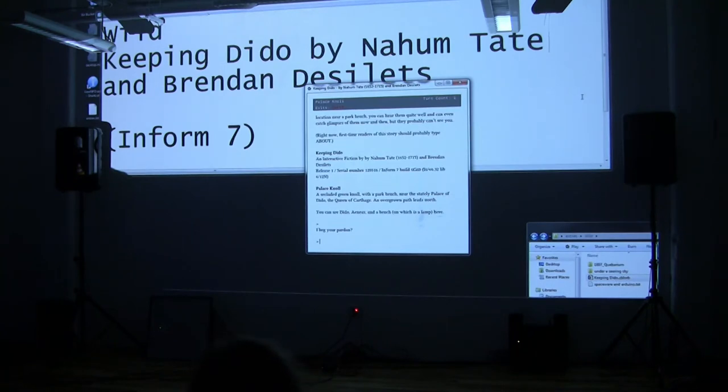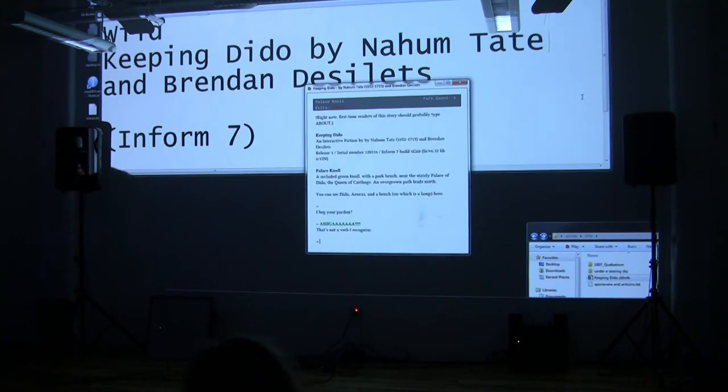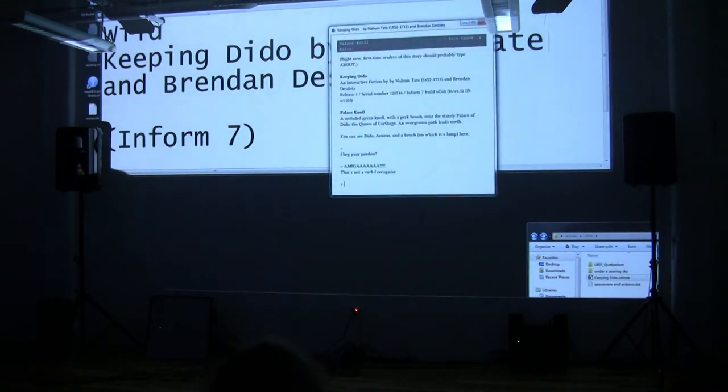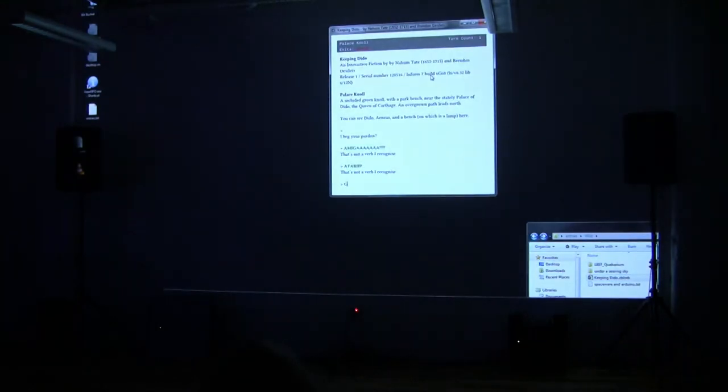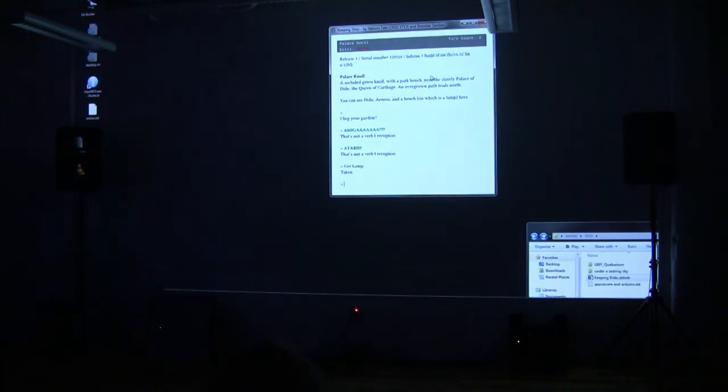We need to work a little bit with some typical verbs from interactive fiction. Let's get something a little more productive. Get lamp. I'm sorry, get bench. Somebody said get lamp, it sounded like. Take it. Eat lamp. Get bench.